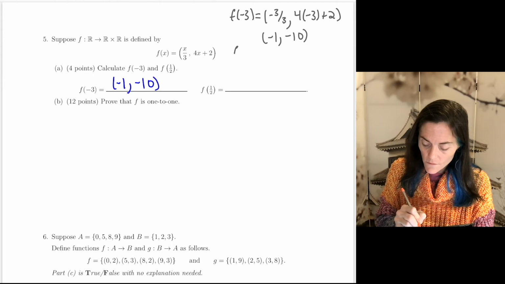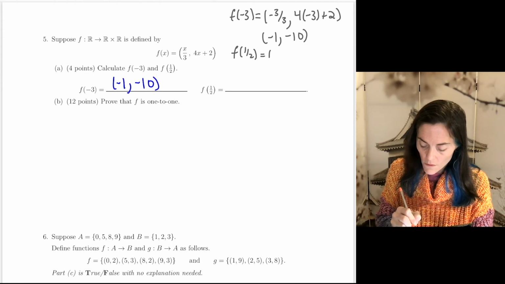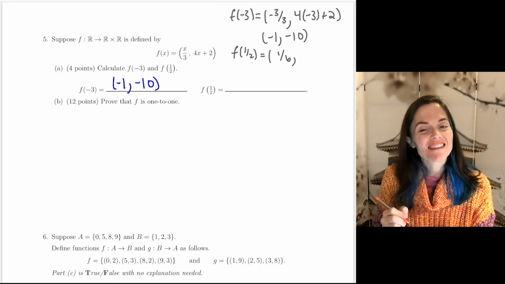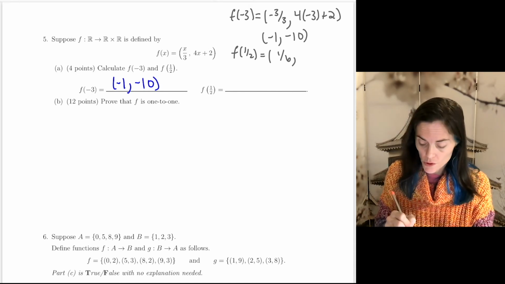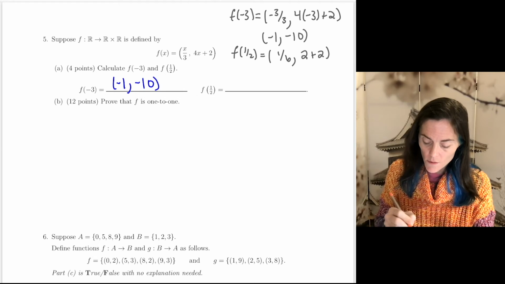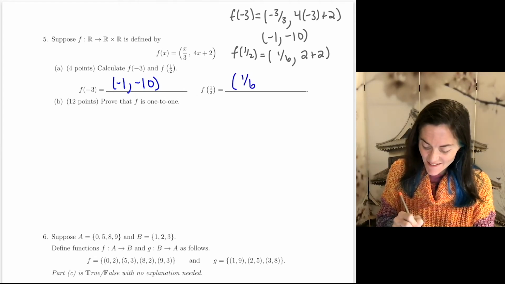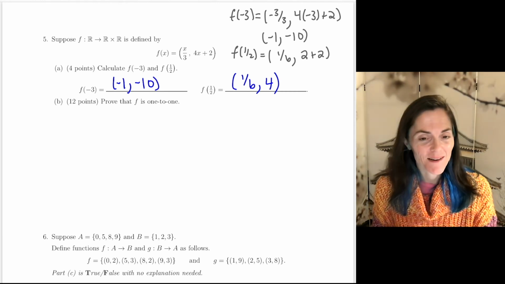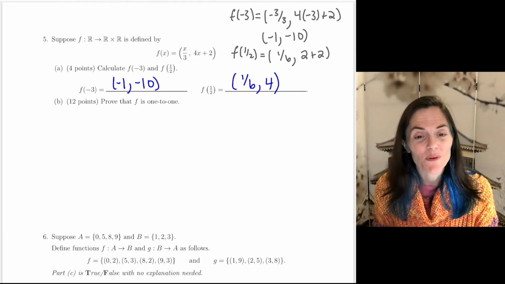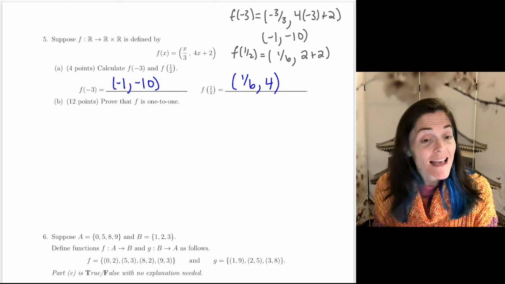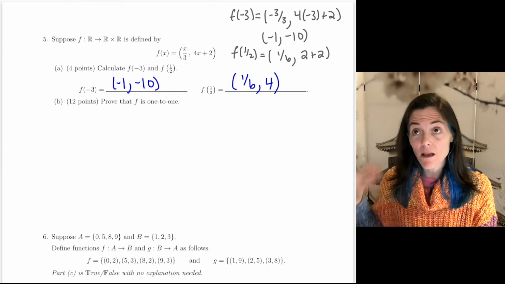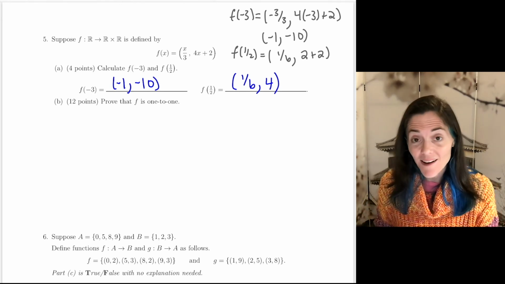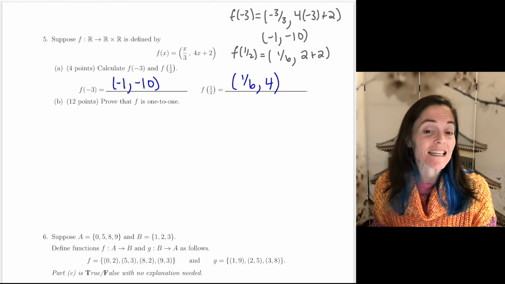F of 1/2. 1/2 divided by 3 is 1/6. And then 4 times 1/2 is 2. So we would have 2 plus 2. So this one is (1/6, 4). Okay. This is just evaluating my function. Letter B, we want to prove that f is 1-to-1. So in the last example, number 4, we proved a function was onto, and practiced how we do that. And then we also justified why a function was not 1-to-1. This one, we want to prove a function is 1-to-1.